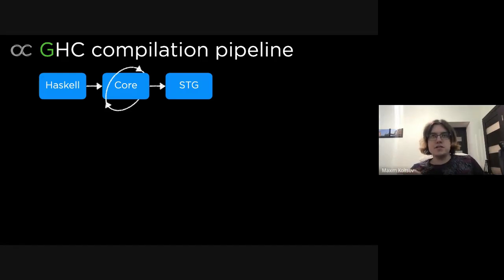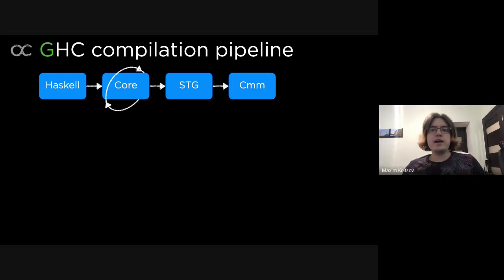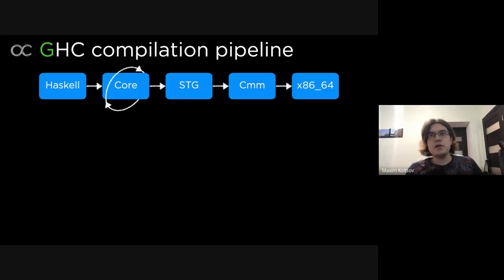Then STG is compiled into a language called CMM, C minus minus. This is like a high-level assembler, something like LLVM in spirit. And from this high-level assembler, you can compile to actual assembler of your target architecture. For example, Intel CPUs or ARM or anything you want.